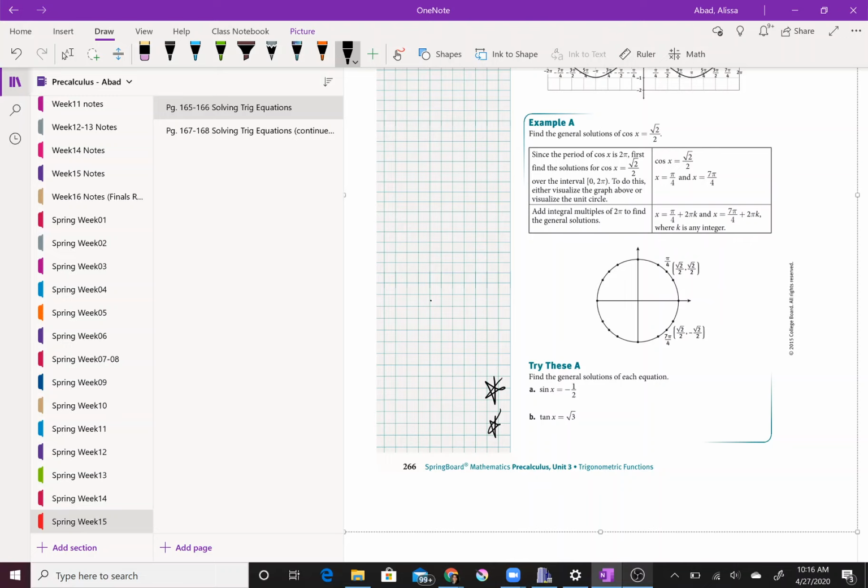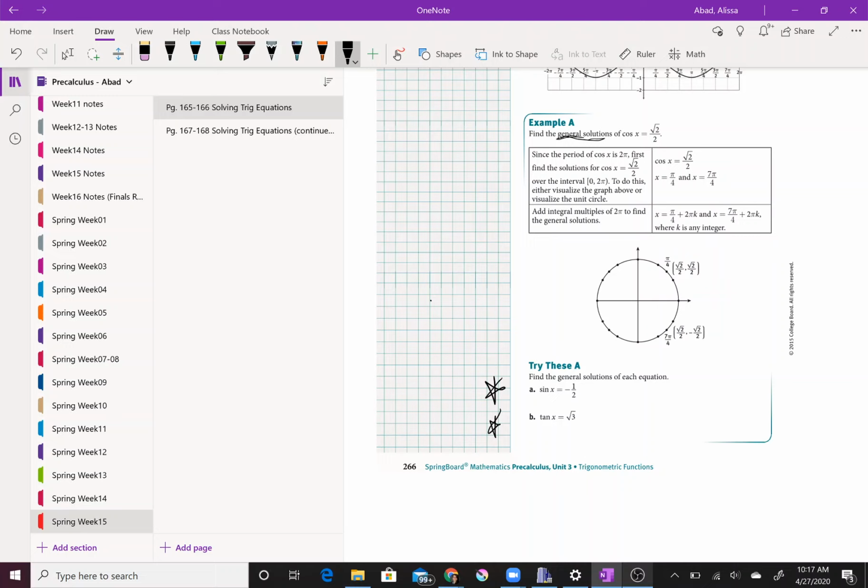So if you have this equation, cosine of x equals square root of 2 over 2, you want to find the general solutions. It says general because if you go around by 2 pi, then you'll end up with the same solution again.